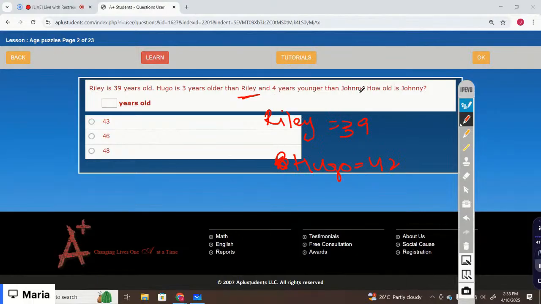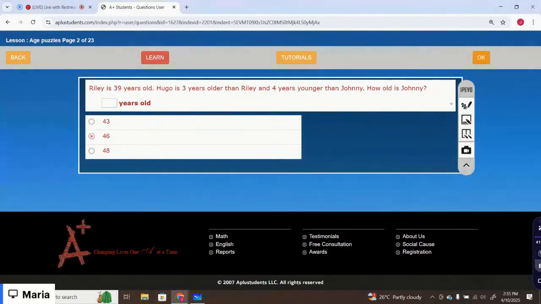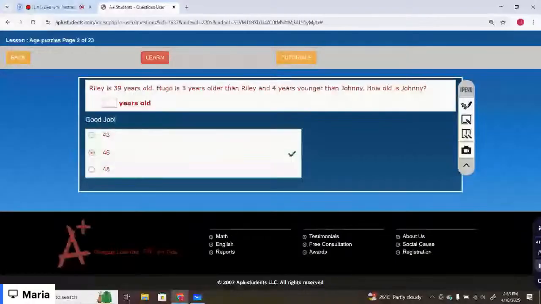Hugo is 4 years younger than Johnny. So that means add 4 to Hugo's age. So that is 46. Very good. Just follow the instructions you have been given. So Johnny is 46 years old. Option number 2 is the correct option.